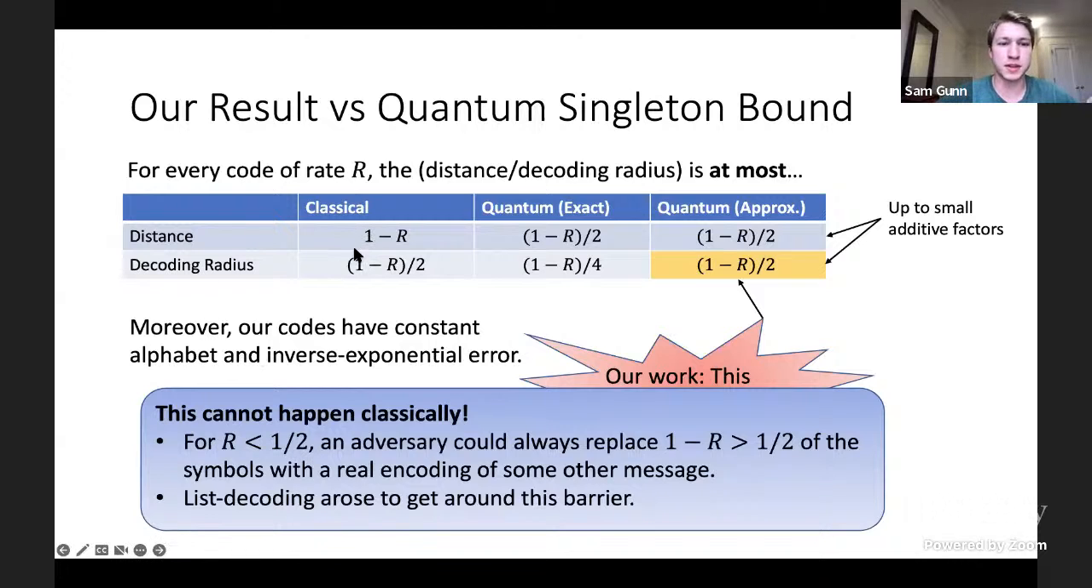But you can't hope to do the same thing with decoding radius. So now, if you don't erase the registers, but if an adversary were to tamper with almost all the registers, then they could always just replace whatever registers they have with a valid encoding of some fresh message, and you would never notice the difference. So you're never going to get classical decoding radius all the way up to the distance. And in fact, this is sort of the motivation behind list decoding classically, which is to get codes which in some sense have decoding radius all the way up to the distance.